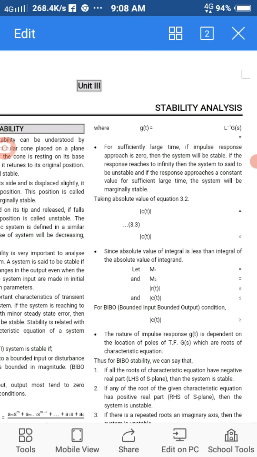Construction of root locus, concept of dominant poles, effect of addition of pole and zero on root locus, application of root locus for stability analysis.